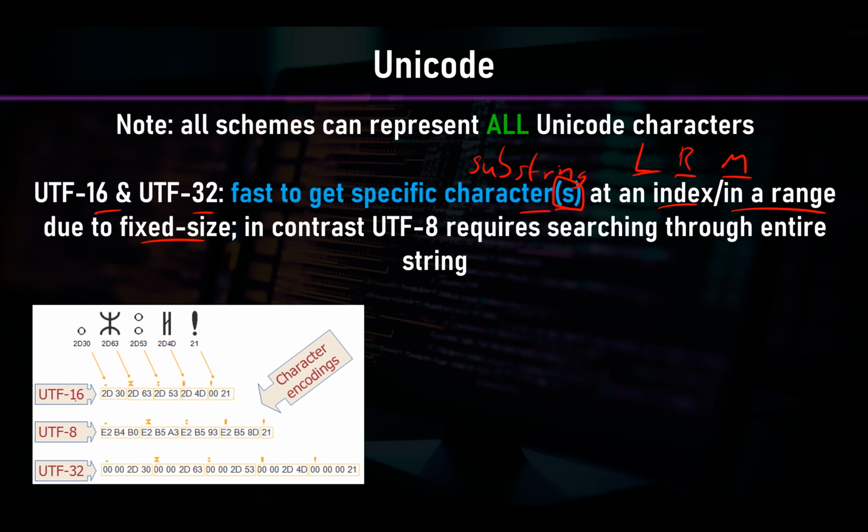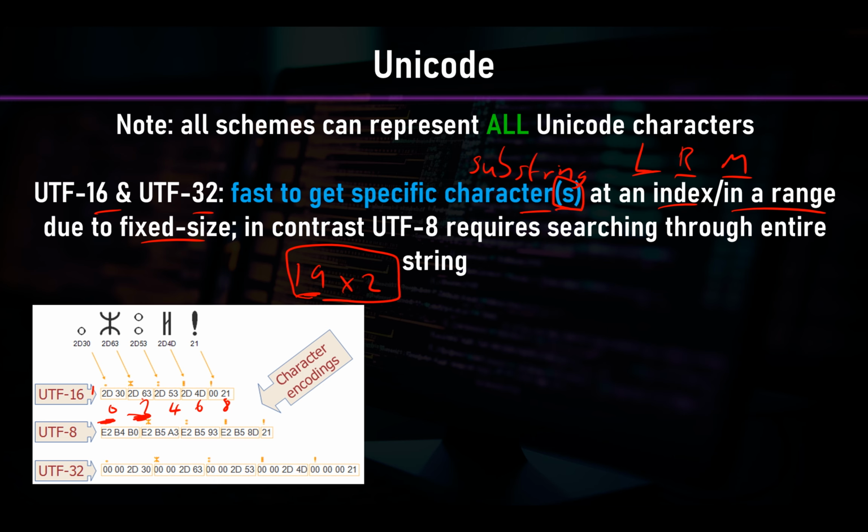Because, let's say, the first character starts at byte 0, the next character starts at byte 2, the next one's byte 4, the next one's byte 6, the next one's byte 8. So if we want to get the 20th character, we do 19 times 2. It's not 20 times 2, since the first character starts at 0 and the second character starts at 2. We can just do that simple calculation to work out the specific location.